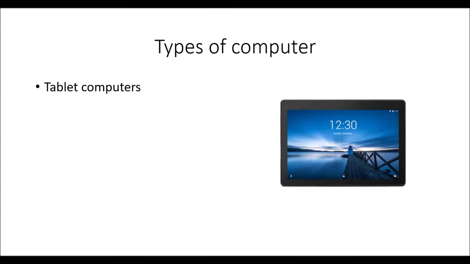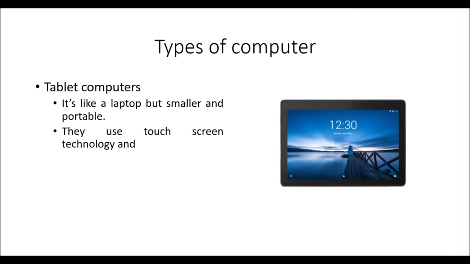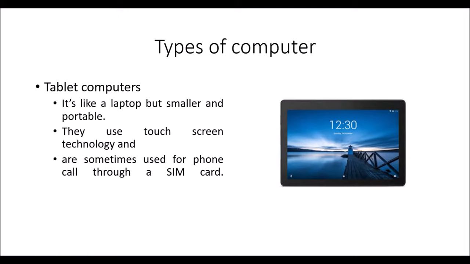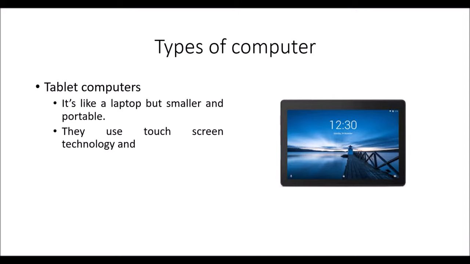Now, what about tablet computers? A tablet computer is like a laptop, by the way, but the only thing is it is portable and smaller. They use touchscreen technology, and are sometimes used for phone calls through a SIM card. Now, you can see when we say that tablet computers are portable and smaller, this is not a unique feature of them. What is a tablet computer? Is a tablet computer any computer that is smaller and portable? No. You can see some laptops as well, something like a notebook, that are quite small. They are not that big. So this is not a unique feature. They use touchscreen technology. Of course, some laptops also use touchscreen technology.